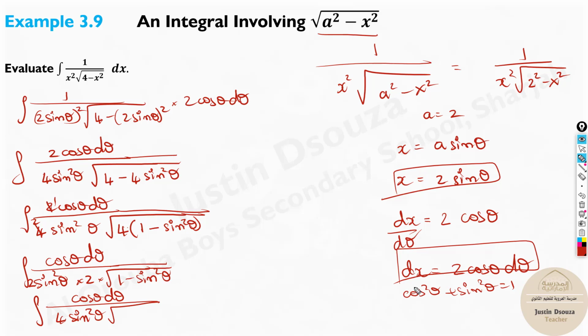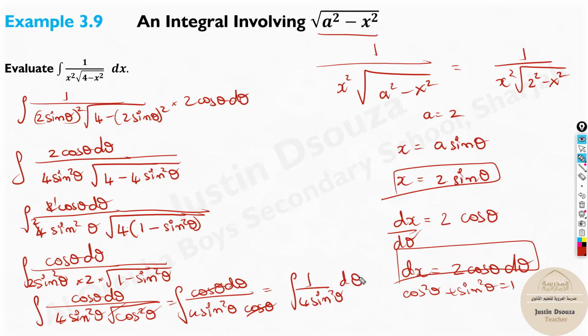Square root, but 1 minus sine square theta is cos square theta. And now this square root and square can be cancelled off. So this is going to be cos theta d theta divided by 4 sine square theta into cos theta. Why? Because the square is gone. Now this cos theta cancels, and I'm just remaining with 1 by 4 sine square theta d theta. Now, do you know what this formula is? How can we solve this? But before that, I'll just clear this out over here.